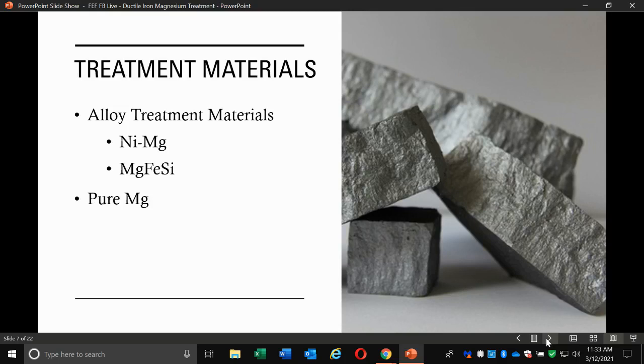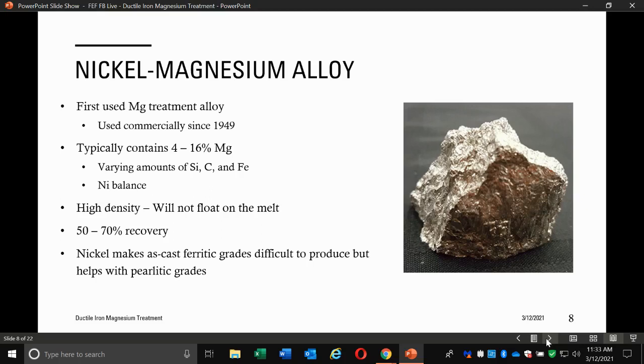So I'm going to go over a few commercially important magnesium treatment materials that can be broadly classified into alloy treatment materials and pure magnesium. One of the first treatment materials developed, which was used by Keith Millis in his initial ductile iron experiment, is nickel magnesium alloy, or nickel mag. This alloy typically contains about 4 to 16% magnesium with varying amounts of silicon, carbon, and iron, and a nickel balance. Nickel mag is high density, so it won't float in iron, giving it a fairly high recovery. Nickel mag is usually used to create high strength pearlitic grades of ductile iron, but it can be difficult to produce as-cast high ductility ferritic grades.